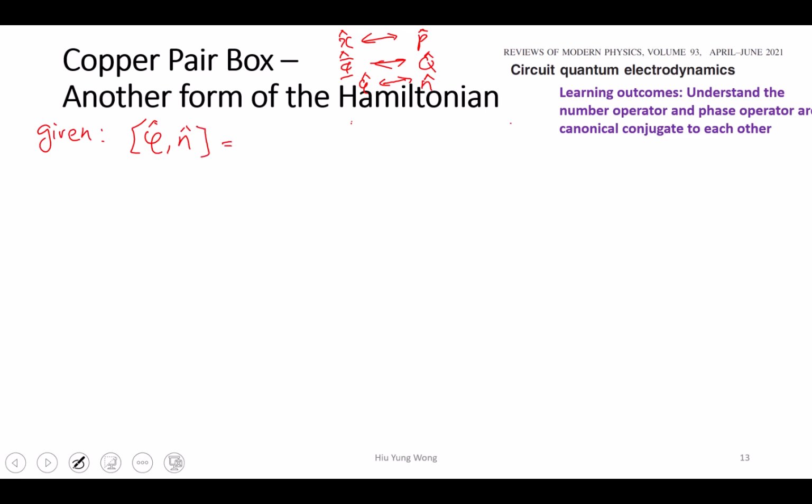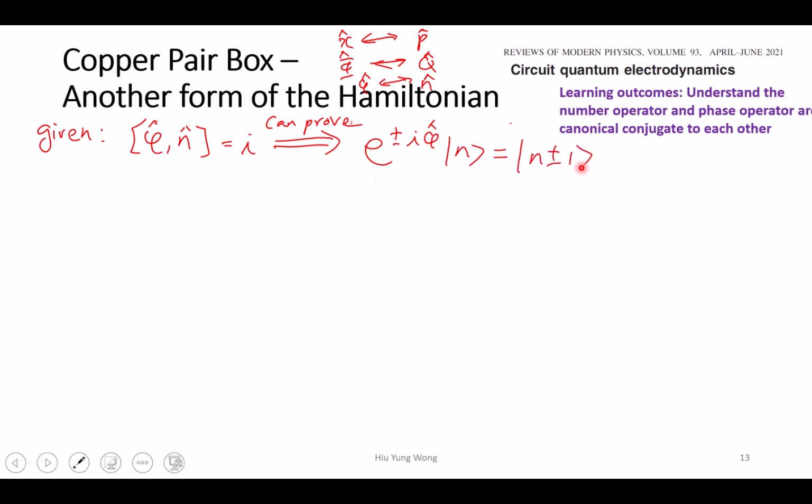Does not commute, equals I, okay? And you can also prove, and we don't prove it here, maybe we can do it in homework and you can just Google or ask ChatGPT how to prove it. But we can prove that e to the power plus or minus i phi applied to n will give you n plus or minus 1.